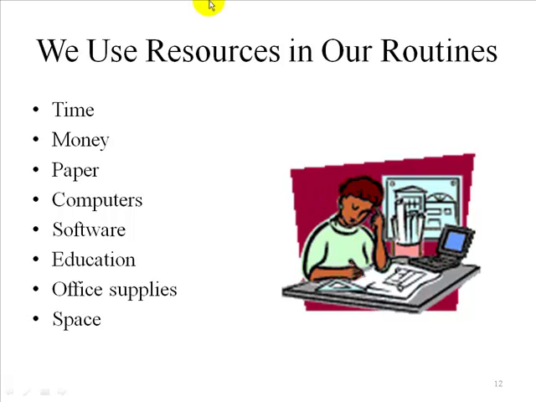So let's remind ourselves, we use resources in our routine. Back to our little architect friend here. She's using time, money, paper, computers, software, education, investment in her education, back to money, office supplies, she's using space. Which of these things are paying off the best, and which of these things, for example, increasingly paperless, might just be money that we wouldn't need to spend?